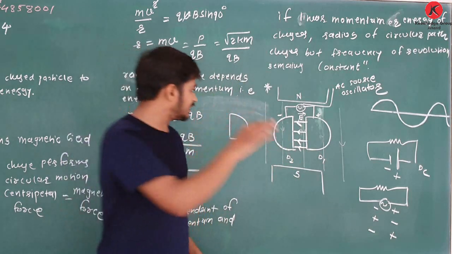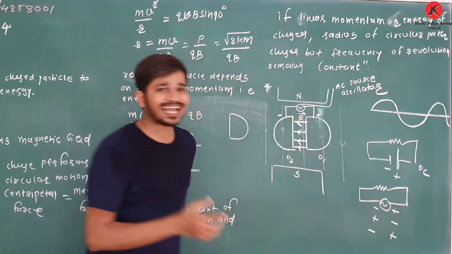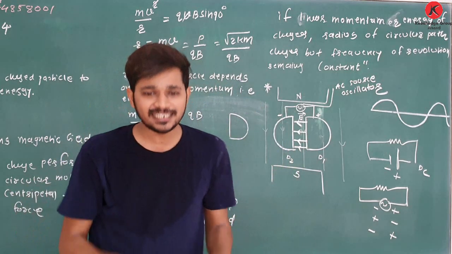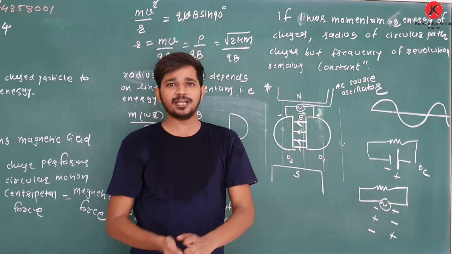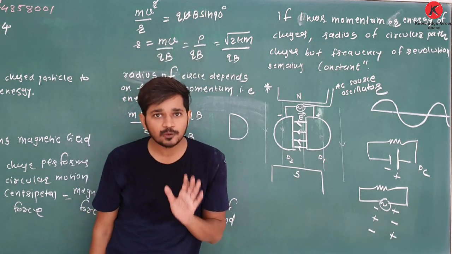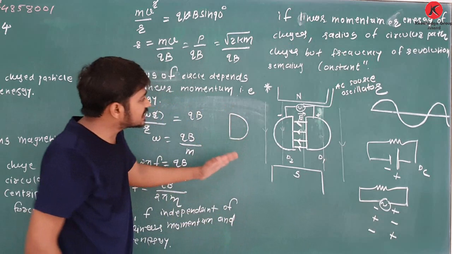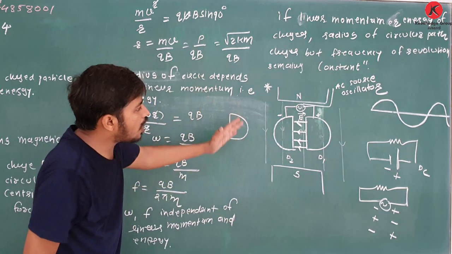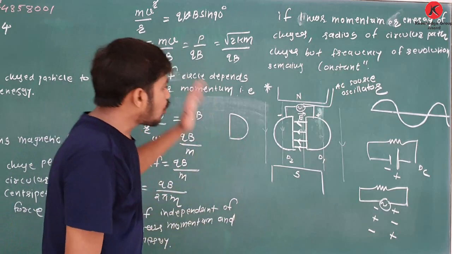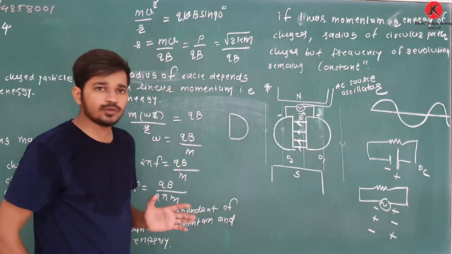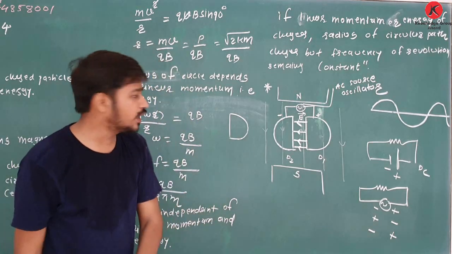But inside these Ds there is a magnetic field. These two Ds are placed like this, and there is a magnetic field perpendicular to them. Clear about this? So that is the construction of the cyclotron. Now we will understand its working.